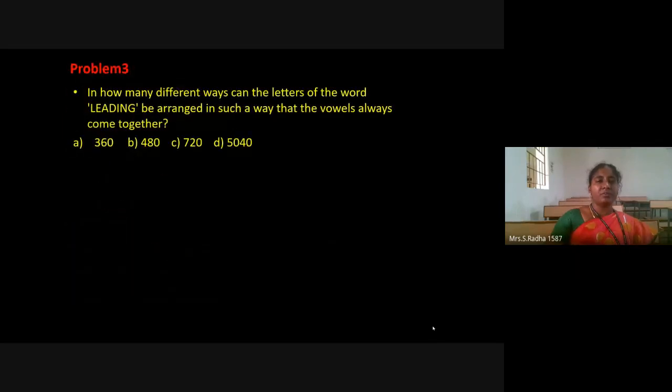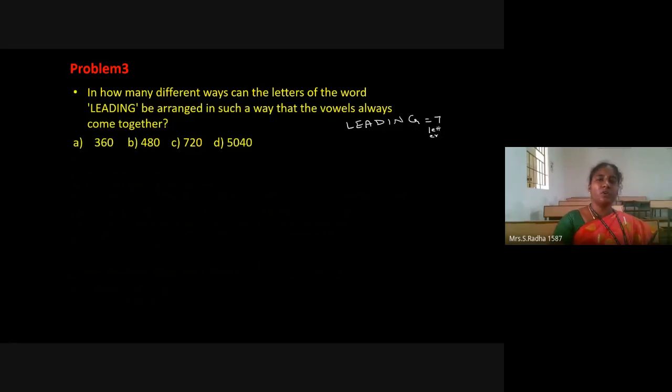In how many different ways can the letters of the word leading be arranged in such a way that the vowels always come together? First of all, the given word is leading. How many letters are there? 7 letters are present. What I am trying to write is out of the screen, that's why it is not visible. So 7 letters are present.